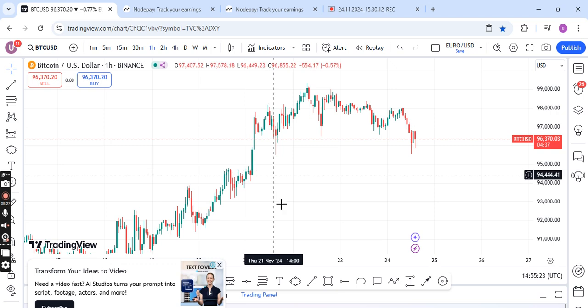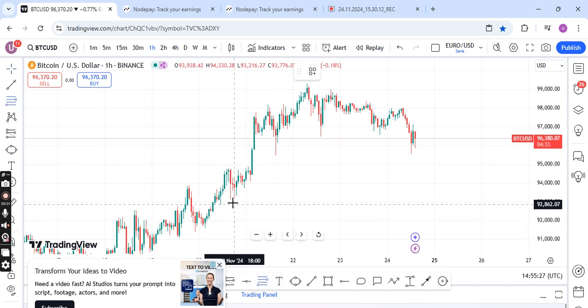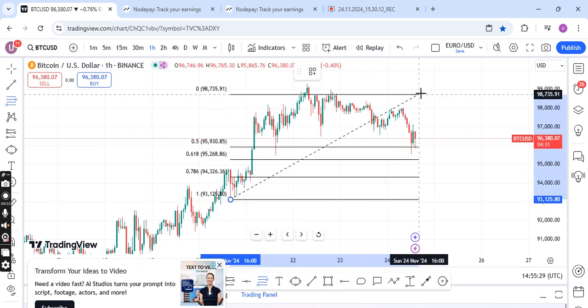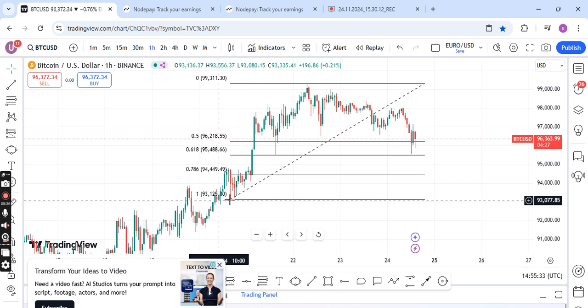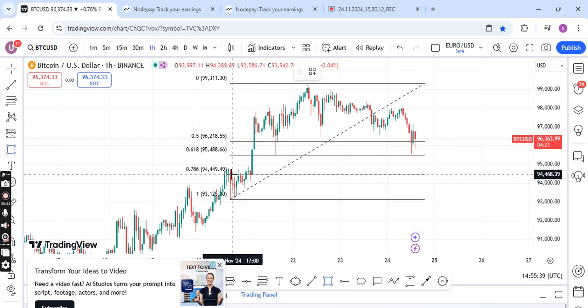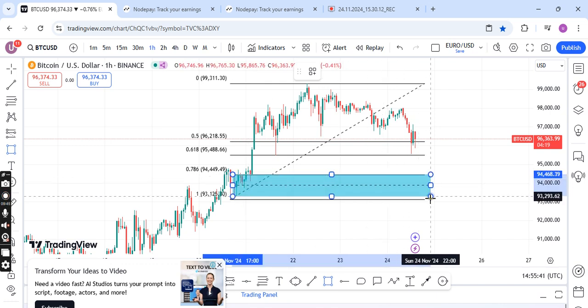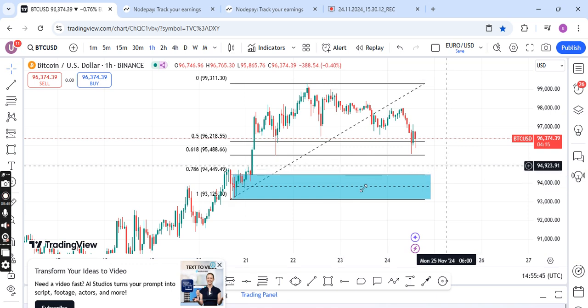So what are you to do? You have to plot from the origin. Where is the origin? The origin is here. Plot it from this particular low and drag it up to the high of that very particular range. So where is your 78% Fibonacci retracement? This is it here. We are marking this on the 1 hour time frame. So this is your 78% Fibonacci retracement.